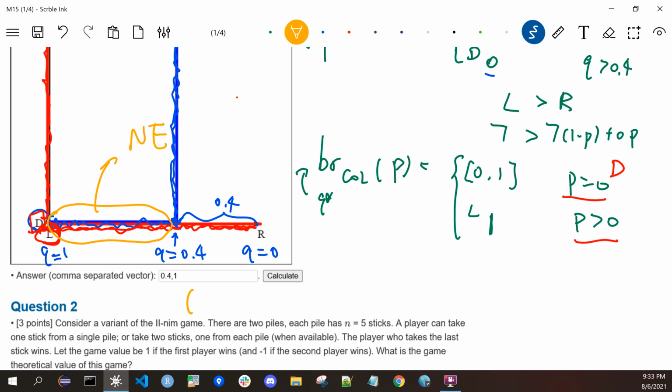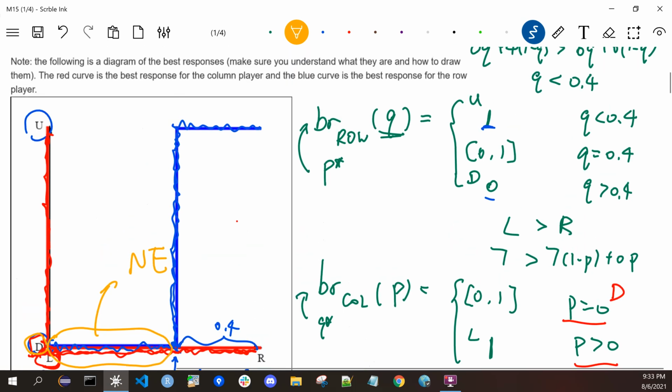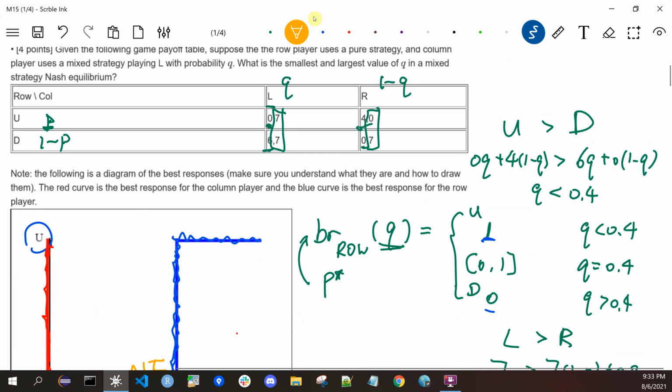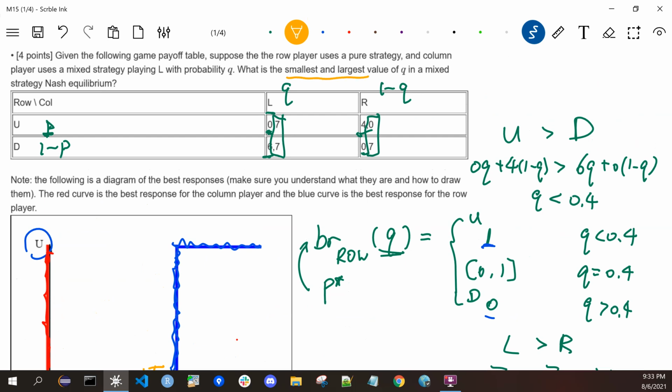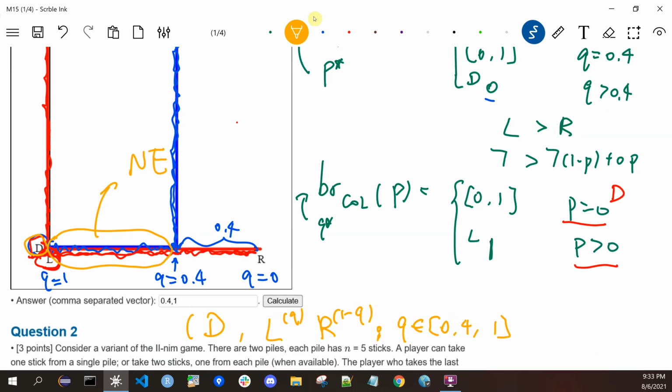In this region, the row player is always playing D, and the column player is playing L with probability Q. We write it with L with subscript bracket Q, and R with probability 1 minus Q, and we need the restriction that Q is in between 0.4 and 1. And the question, I think, is asking us for the smallest and largest value, so 0.4 to 1.